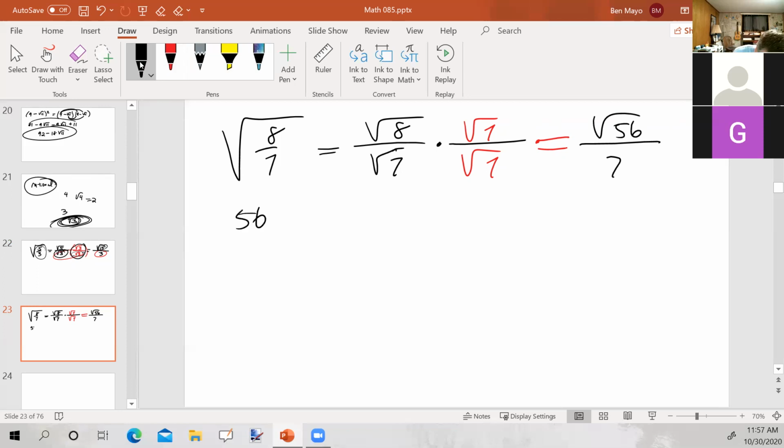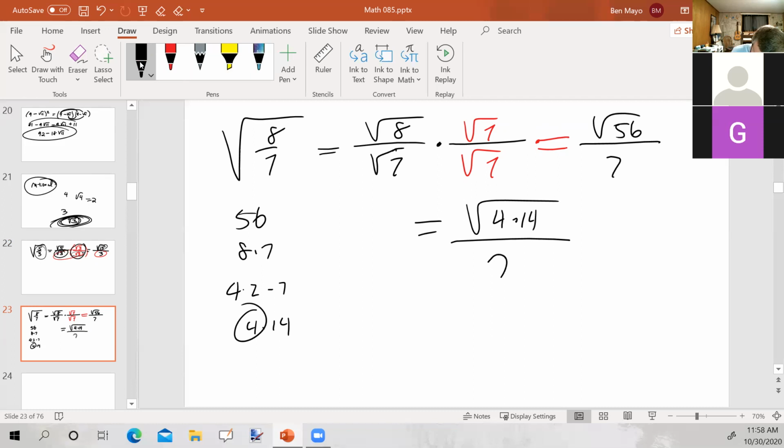Let's see, 56 is what? That's 8 times 7, 4 times 2 times 7, 4 times 14. What am I doing? I'm looking for perfect square factors. So that's going to be 4 times 14. And what's the square root of 4? 2. So I've got 2 square roots of 14 over 7. So I've rationalized the denominator, but I also simplified the numerator as much as I could as well. Okay? All right.